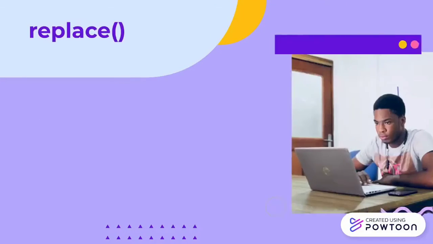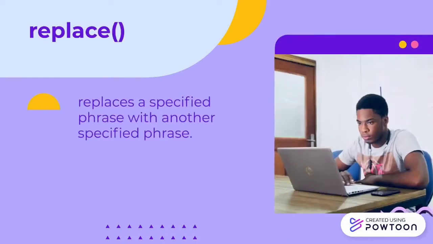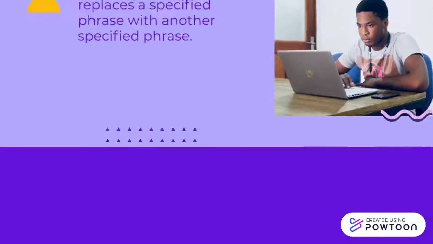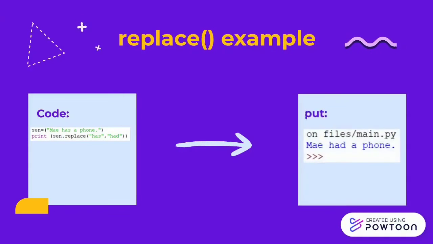The fifth, replace. Replaces a specified phrase with another specified phrase. As you can see in the code, we use the replace method, and the output displays the replaced phrase.